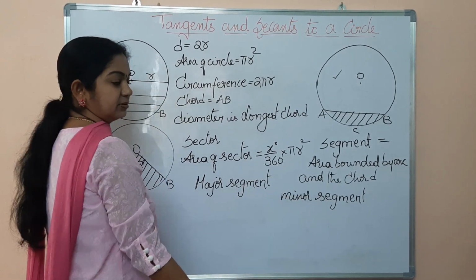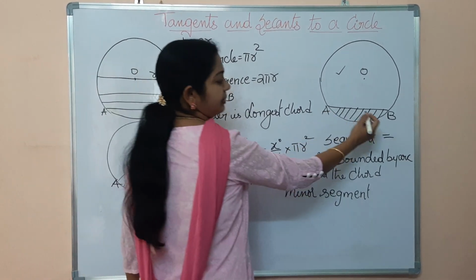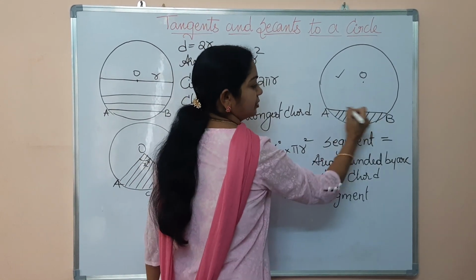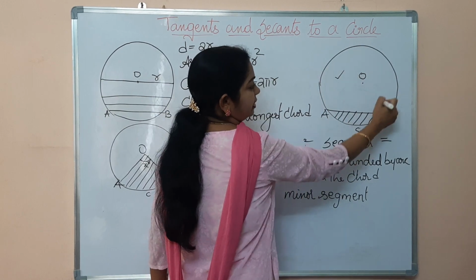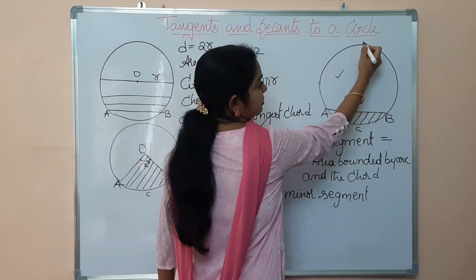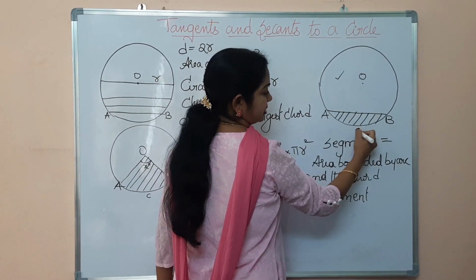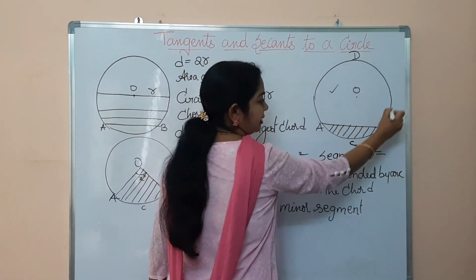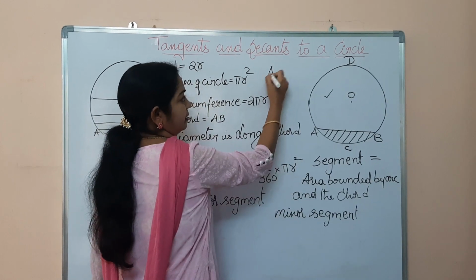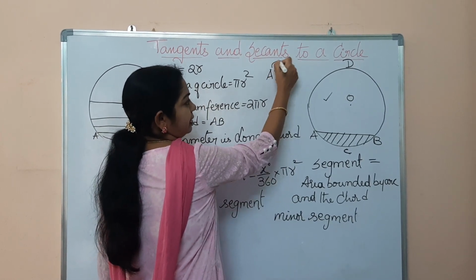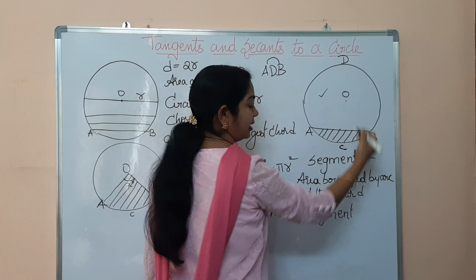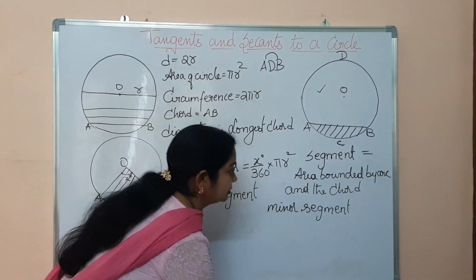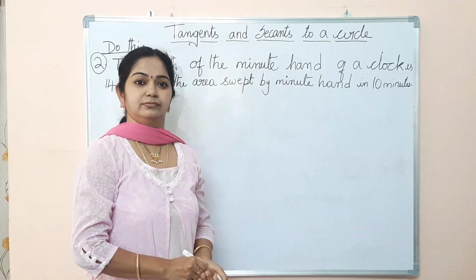So I repeat, what is a segment? A segment is the area or the region bounded by the arc as well as the chord. So if you are going to take this major segment, if I get this as C, I'll name this as D. So the area bounded by the arc ADB and the chord AB is called as the major segment. So this is all about a segment.